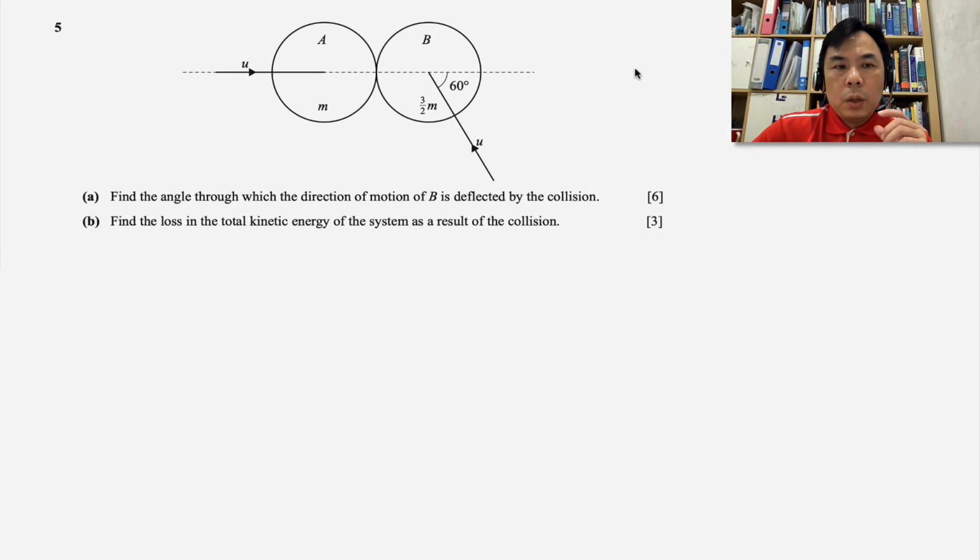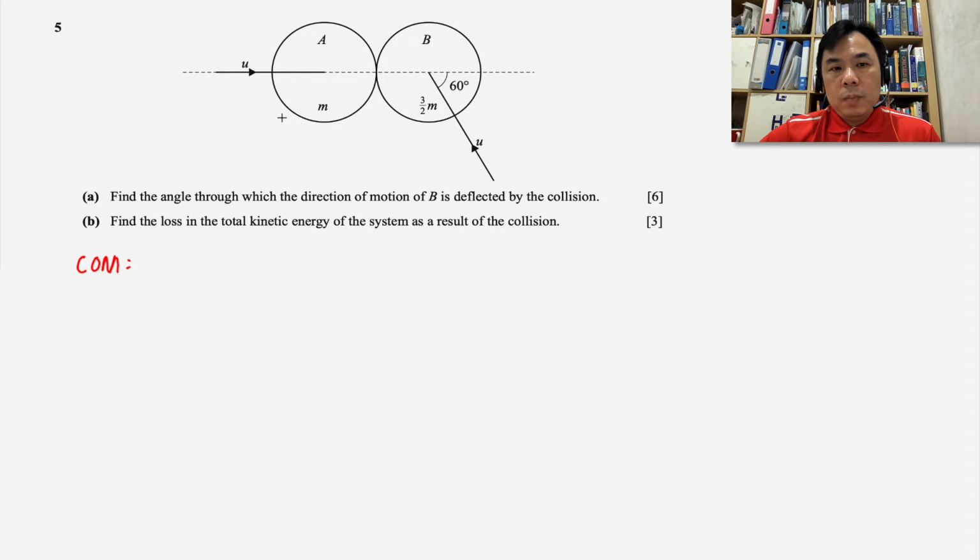Right, let's take a look at part A here. We are still looking at the same oblique collision. We need to find out the angle through which the direction of motion of B is deflected by the collision itself. Now we have two spheres here. The masses are m and 3/2 m. As usual, we're going to apply conservation of momentum.